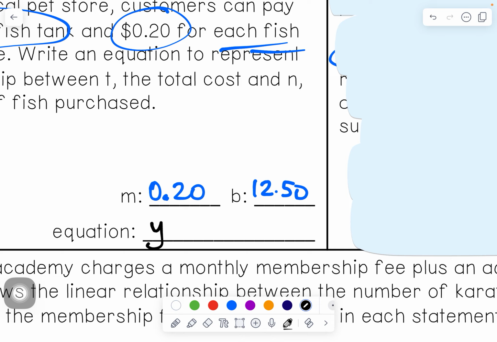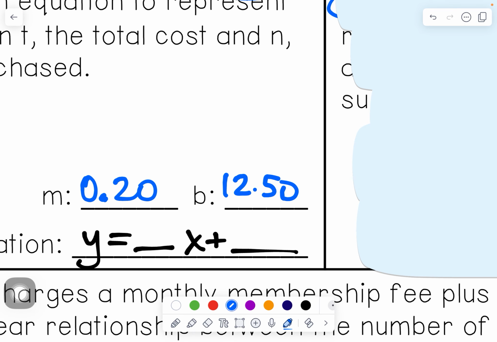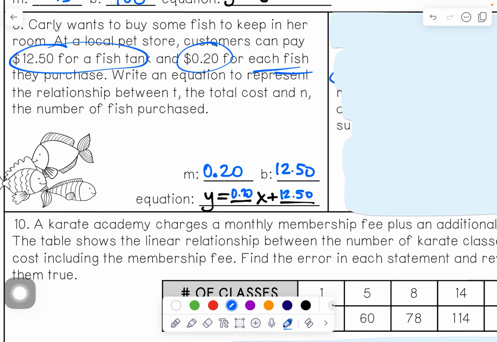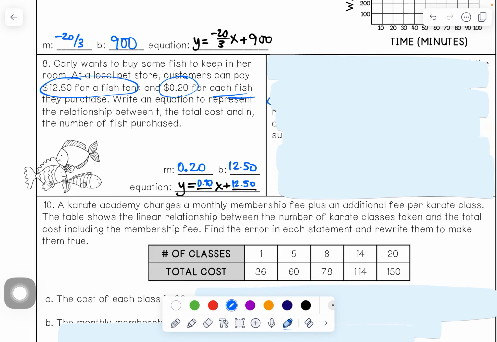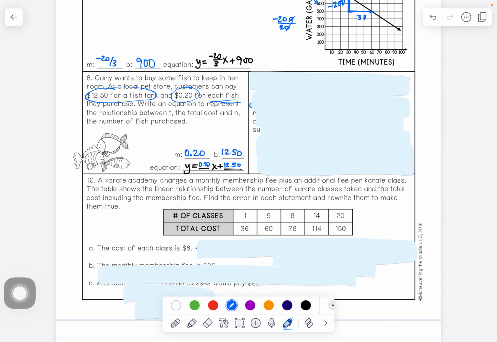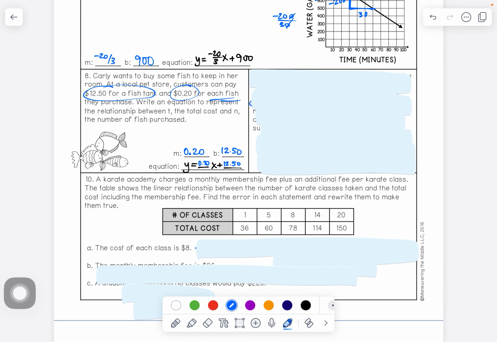So I plug those into my equation. y equals x plus, and I'm putting the 0.20 in for m, and I'm putting the 12.50 in for b. And that would be my equation for how many fish I want to buy. All right, go ahead and pause again. Try those last two word problems on your own, and then come on back to check to see if you got them right.